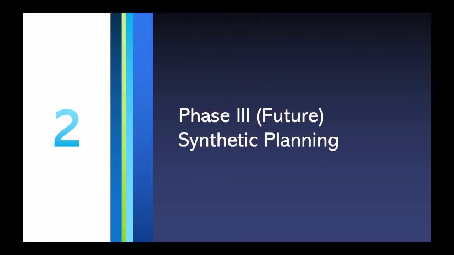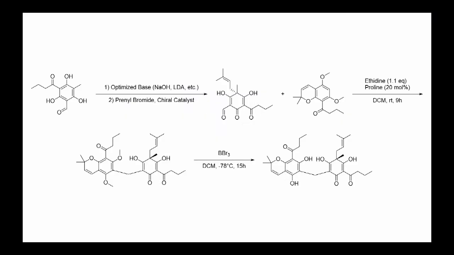So in phase 3, which is future, I'm going to be combining these fragments A and B together to get my final Lindbergin E. I'll start by treating the fragment B precursor with a base and prenyl bromide, and that's going to be my asymmetric alkylation, and then I'm going to combine that fragment B with fragment A in a 3-component reductive alkylation, and then finally I'm going to deprotect that resulting product using boron tribromide to obtain Lindbergin E.